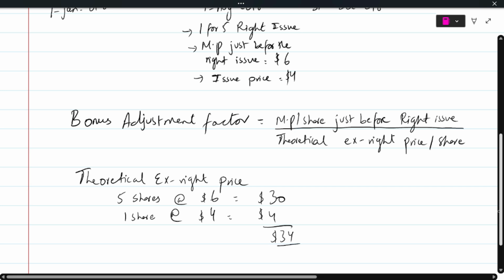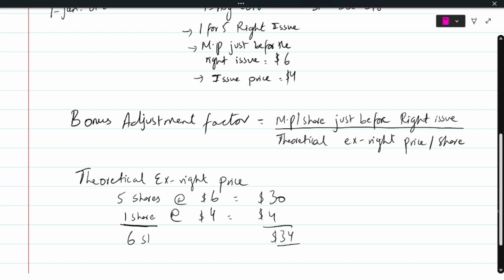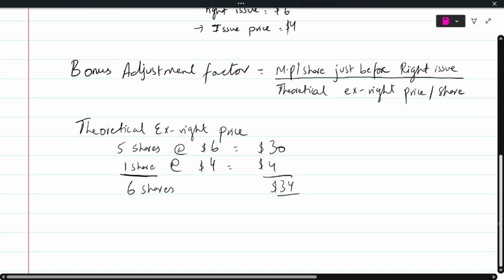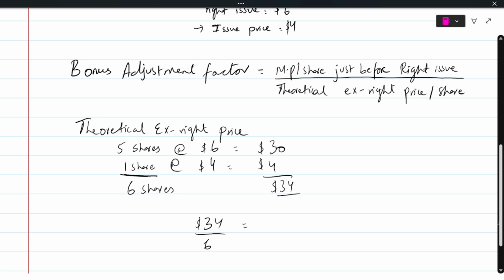And what are the total shares now? 5 shares before, 1 new, so that's 6 shares now. So how do I calculate my theoretical ex-right price? I simply divide this total value, $34, by the number of shares, 6 shares, and my theoretical ex-right price is going to be 5.67.